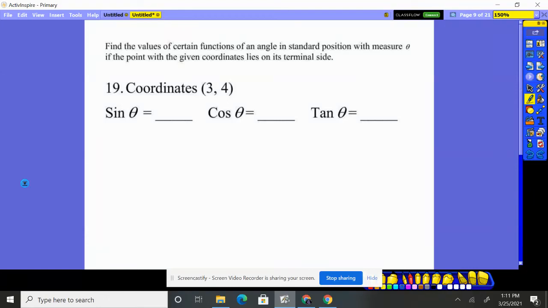All right, number 19. It says find the values of certain functions of an angle in standard position with measure theta if the point with the given coordinates lies on its terminal side. Terminal side just means where it ends. Initial side always starts sort of at 0 degrees, and this one is then going through the point (3, 4). So if we think about this, it's going over 3, up 4. It's going through this point right here.